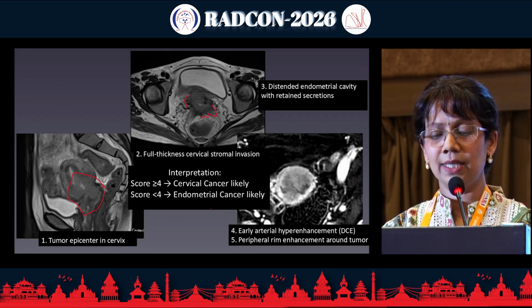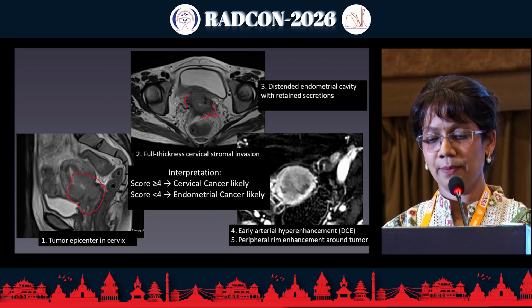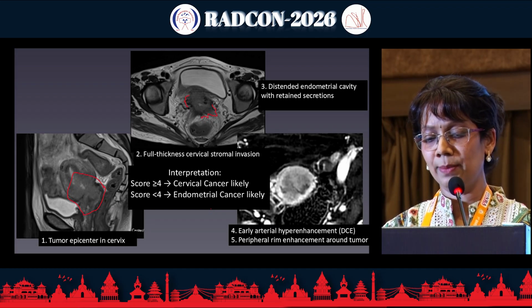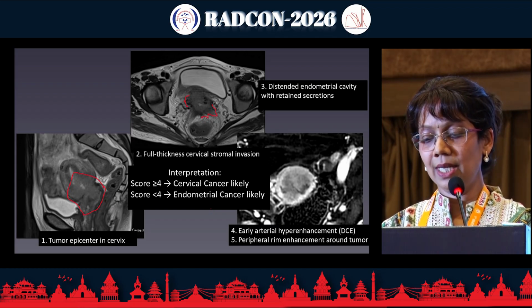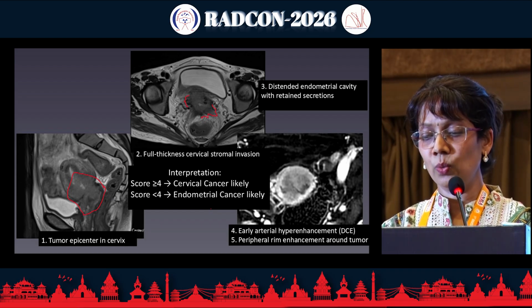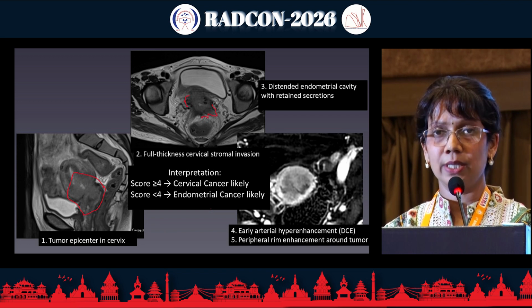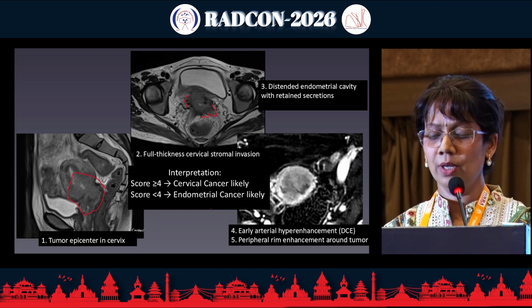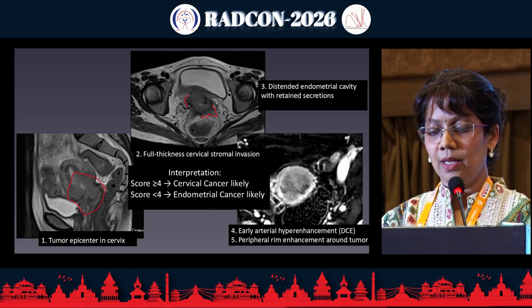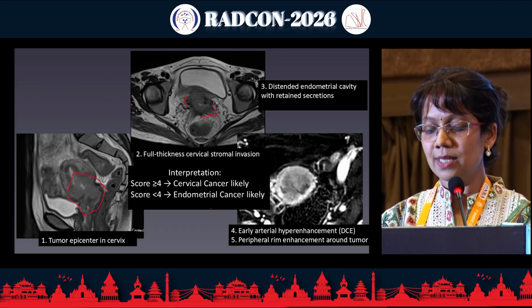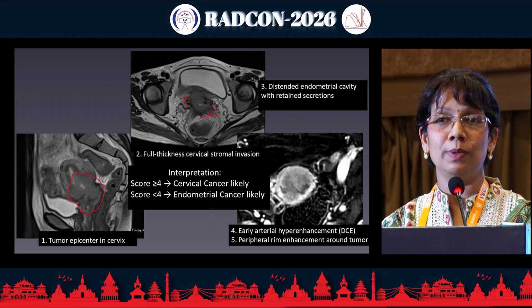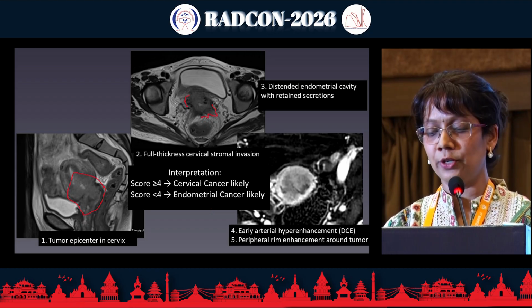So we can see here that the epicenter is in the cervix. There is a full thickness stromal invasion. It is also extending into the parametrium. There is an early arterial enhancement and a peripheral rim enhancement. In this case, there are no secretions in the endometrial cavity, but that is the fifth feature for considering the mass to have a cervical origin. The interpretation of this scoring system is that when 4 or more of these points are there, it is likely to be a cervical cancer more than the endometrial.